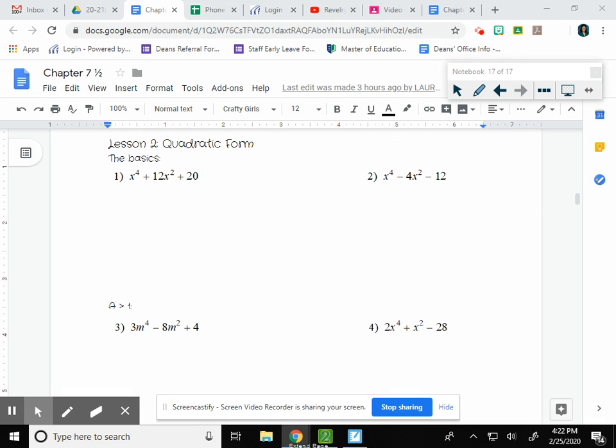We're looking at quadratic form today, which means that we have x raised to a higher exponent. Okay, so with the basics, we're going to do the short method. And what I mean by that is this a value is technically a 1, so we can do the short method, which says that I want to multiply to 20 and add to 12.